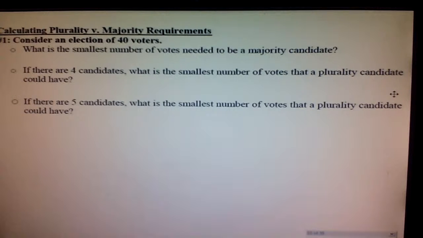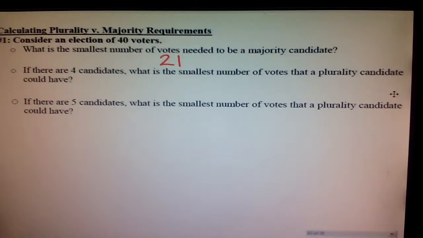Okay, I should be able to tell you, you have this many voters, and you should be able to answer these questions. So, if I have 40 people voting, what do I need for a majority? 21. Half would be 20. More than half would be 21. Okay. Think about this next one.